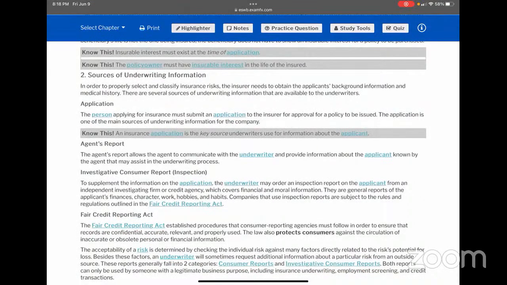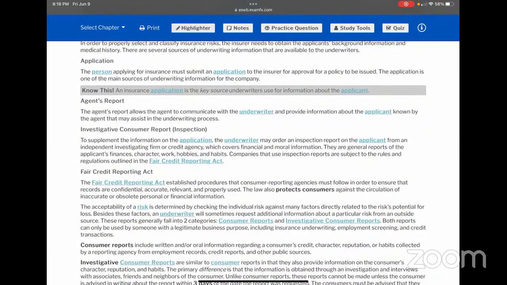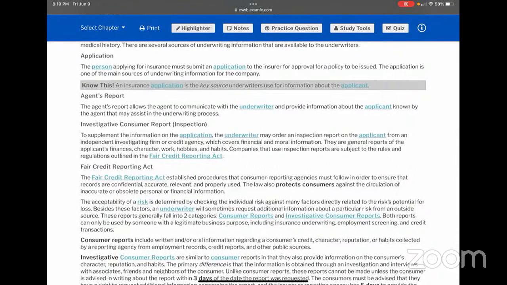Sources of underwriting information. In order to properly select and classify insurance risk, the insurer needs to obtain the applicant's background information and medical history. There are several sources of underwriting information that are available to underwriters. Application. The person applying for insurance must submit an application to the insurer for approval for a policy to be issued. The application is one of the main sources of underwriting information for the company. Know this: an insurance application is the key source underwriters use for information about the applicant. So that is the key source that underwriters use to gain information on the applicant.